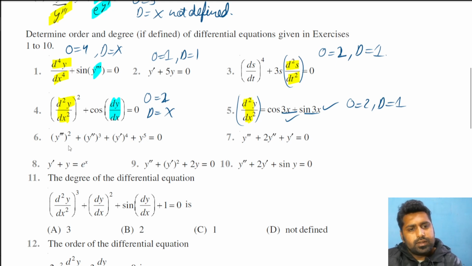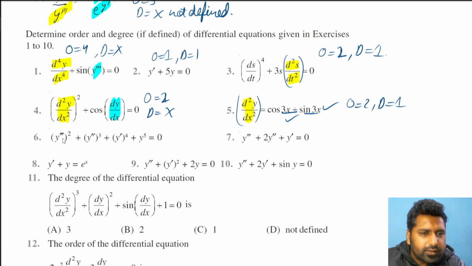Next, this one: y triple dash whole square, y double dash cube, y dash power 4, y raised to power 5. But what is the highest order derivative? y triple dash. So order is 3. And are there any fractional powers or negative powers involved with y dash, y double dash, y triple dash? No. No negative powers, no fractional powers. They are not inside any function also, no log, no trigo. So degree is defined. And what is the degree? Degree clearly here is 2.